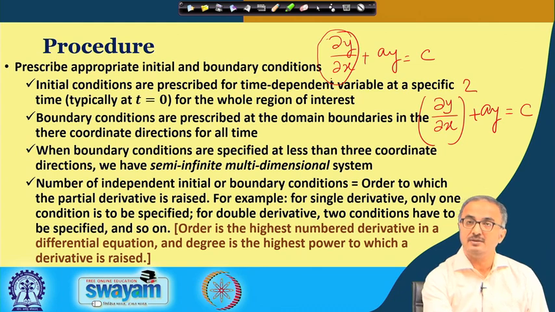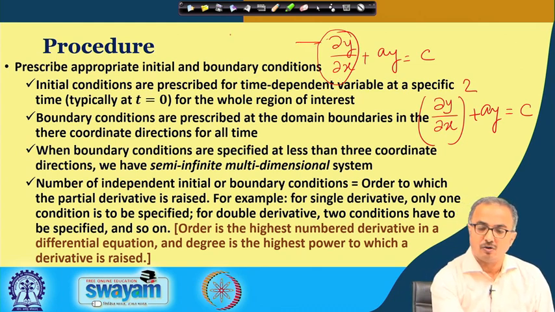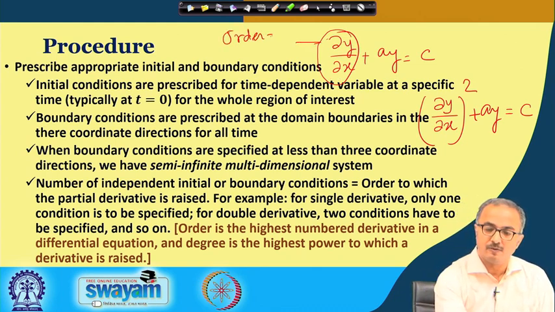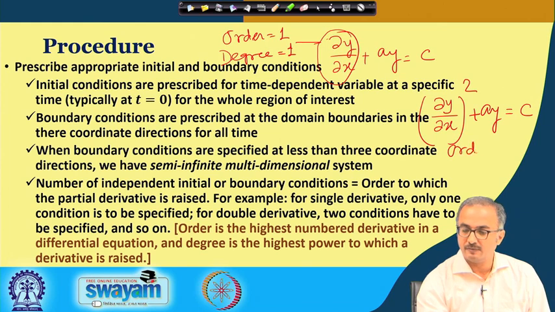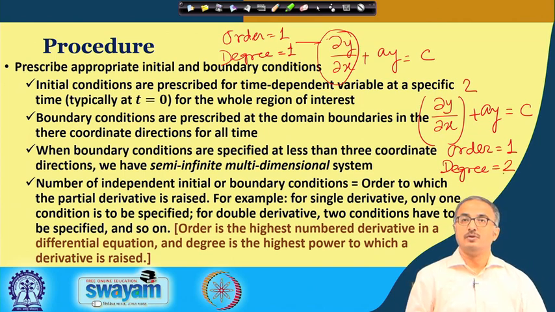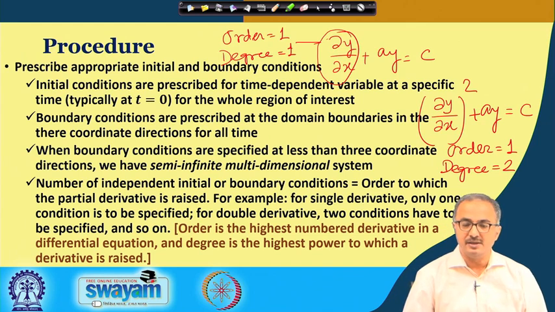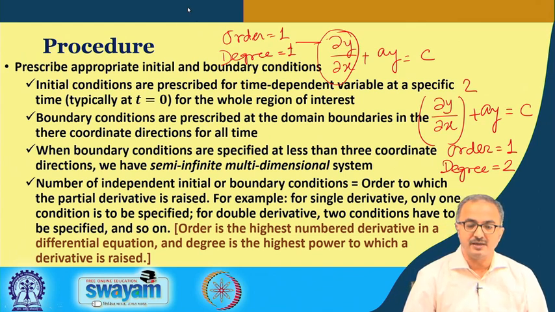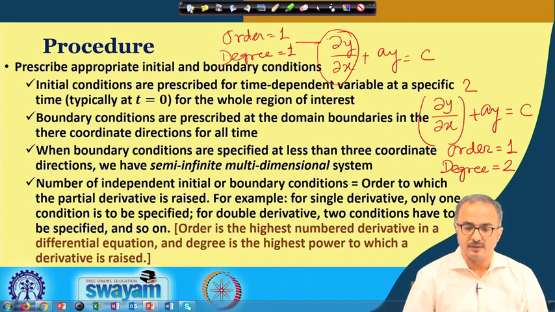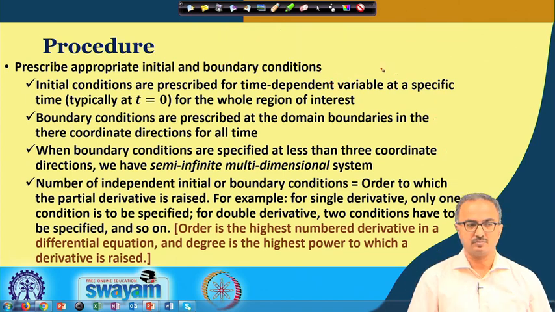Here the order is 1 and the degree is 1, and here the order is 1 and the degree is 2. So, this is the difference between order and degree. Similarly, let us write a second order equation.